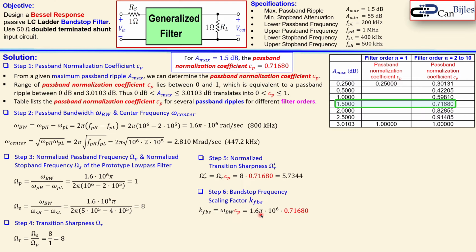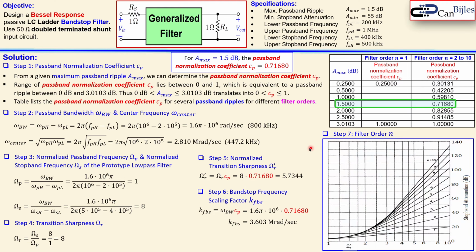Now we know it is 1.6 pi times 10 to the power 6 from step 2 times the 0.71680. Now when you do the calculation, you get here 3.603 megaradians per second. Now one of the important steps, step 7, is the filter order from this graph. We know that this graph is very important. This is our normalized transition sharpness from 1 to 10.